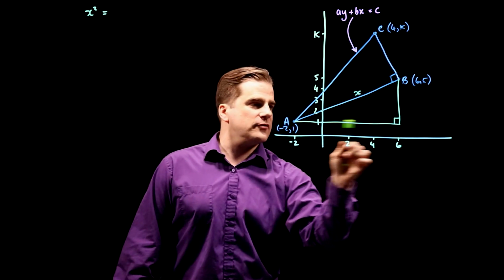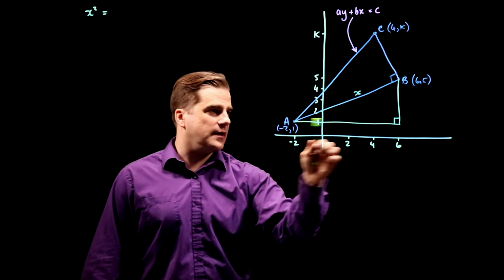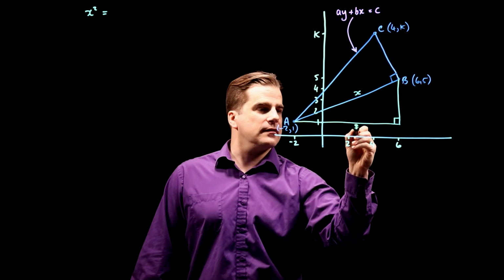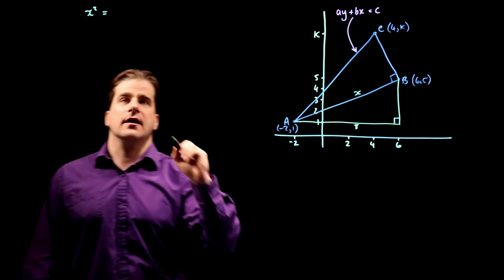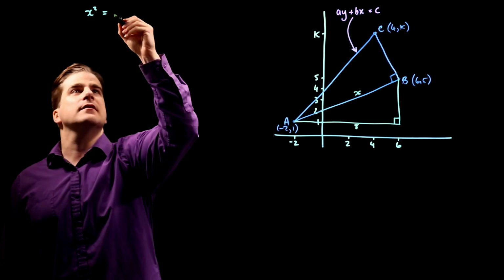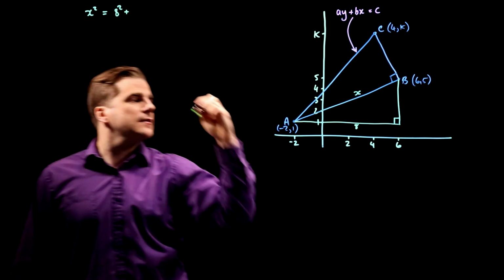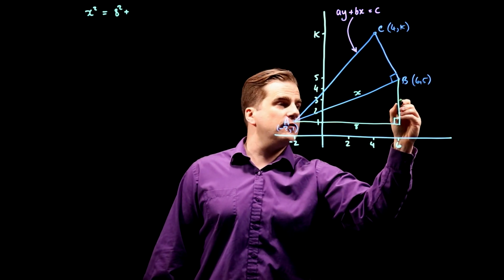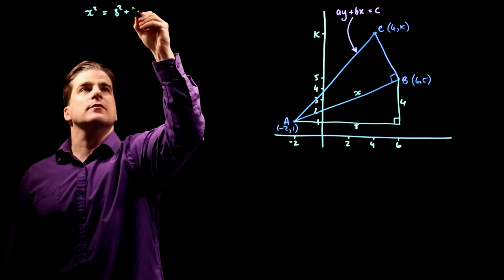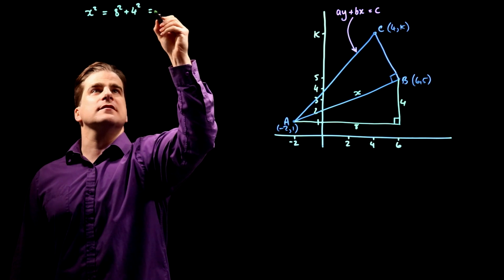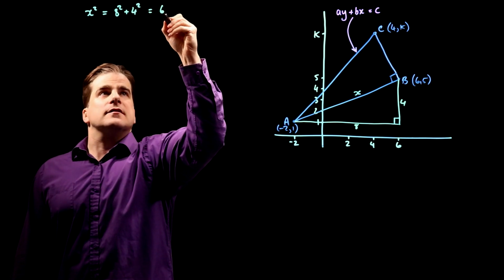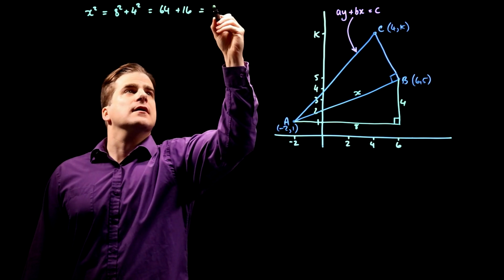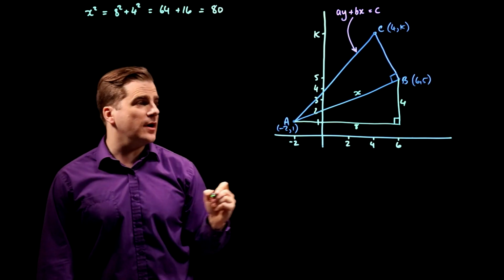So, what's the length of this line here? It goes from minus 2 to 6, so that's 8 long. So x squared is 8 squared plus, how long is that line? It goes from 1 to 5, so that's 4. So 4 squared, which is 64 plus 16, which is 80. Okay, so x squared is 80.